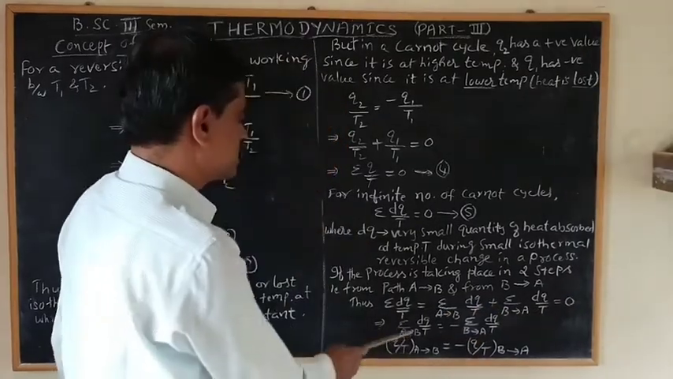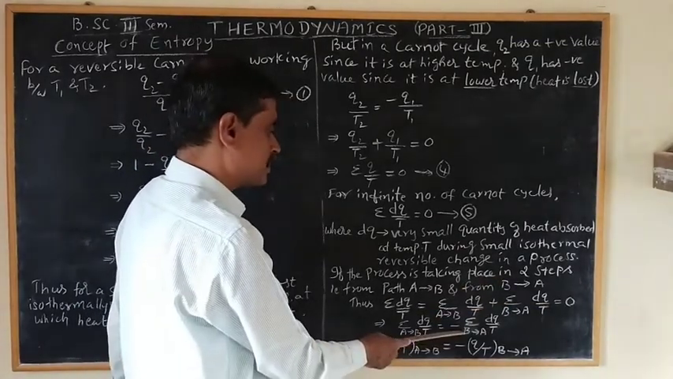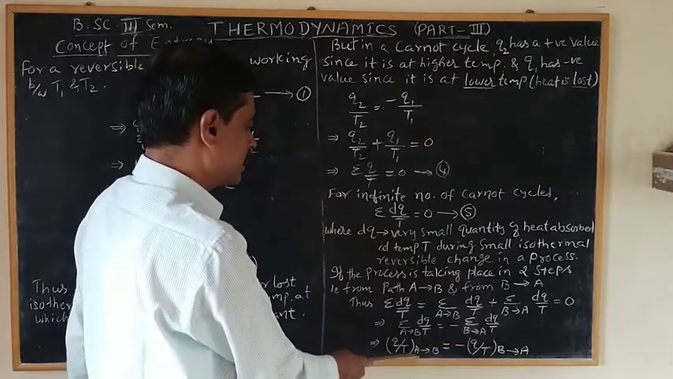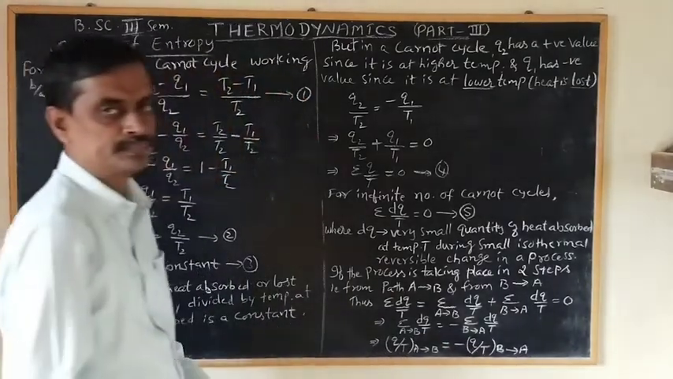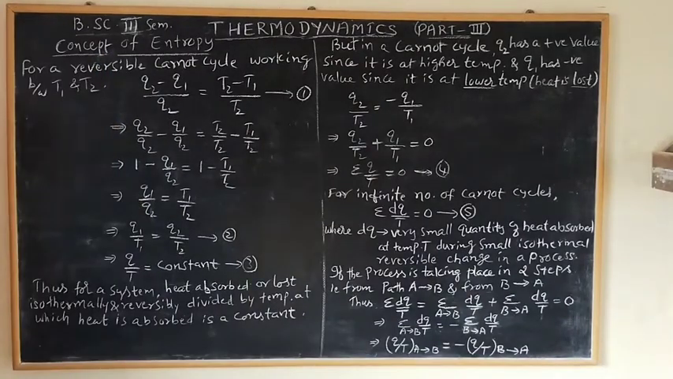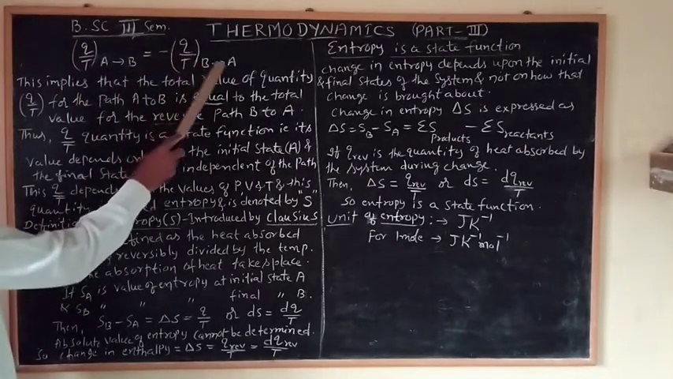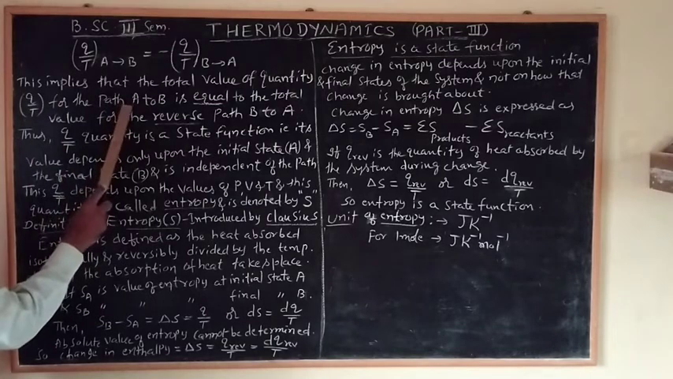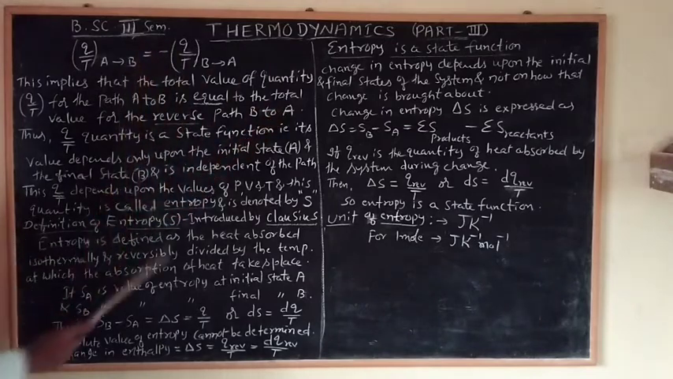Or you can say that sigma of A to B dq by T is equal to, taking this to the RHS, minus sigma of B to A dq by T. Or Q by T from A to B is equal to minus Q by T from B to A. This implies that the total value of the quantity Q by T for path A to B is equal in magnitude to the total value for the reverse path B to A.